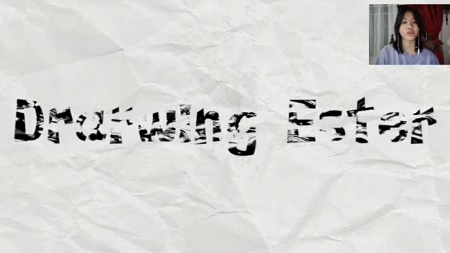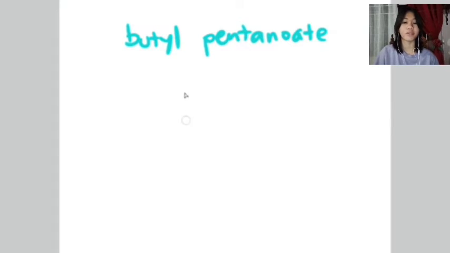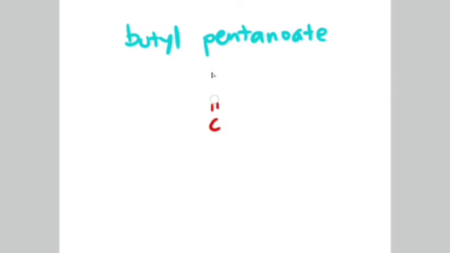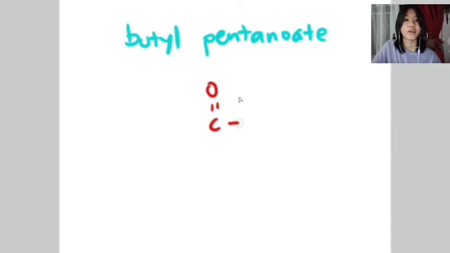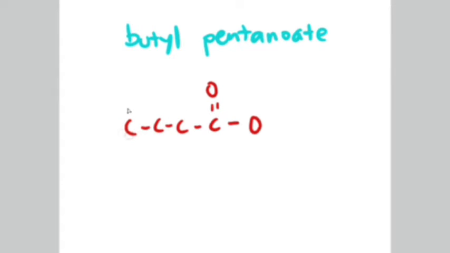Drawing esters. First, you have to look for the family name. Usually, we start looking from the right to the left side to understand it. Because it ends with -oate, it is an ester. We have to draw down the general structure. The rest of it are R groups, and the rest of the name will tell us what those are: the parent name and then the other side of the oxygen.